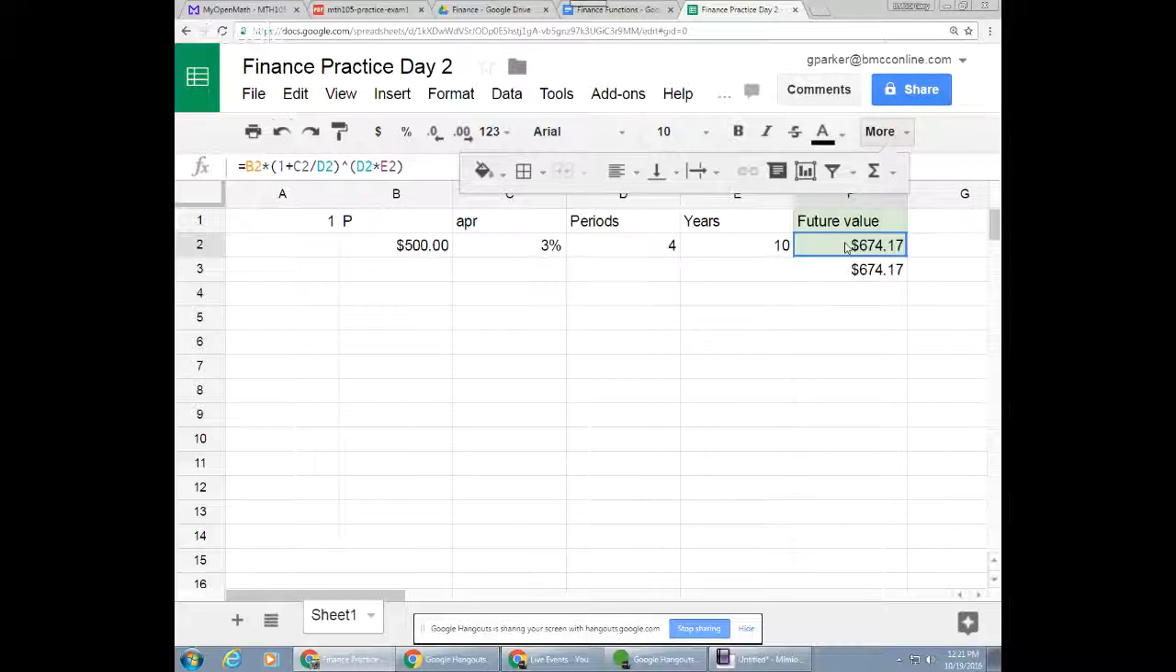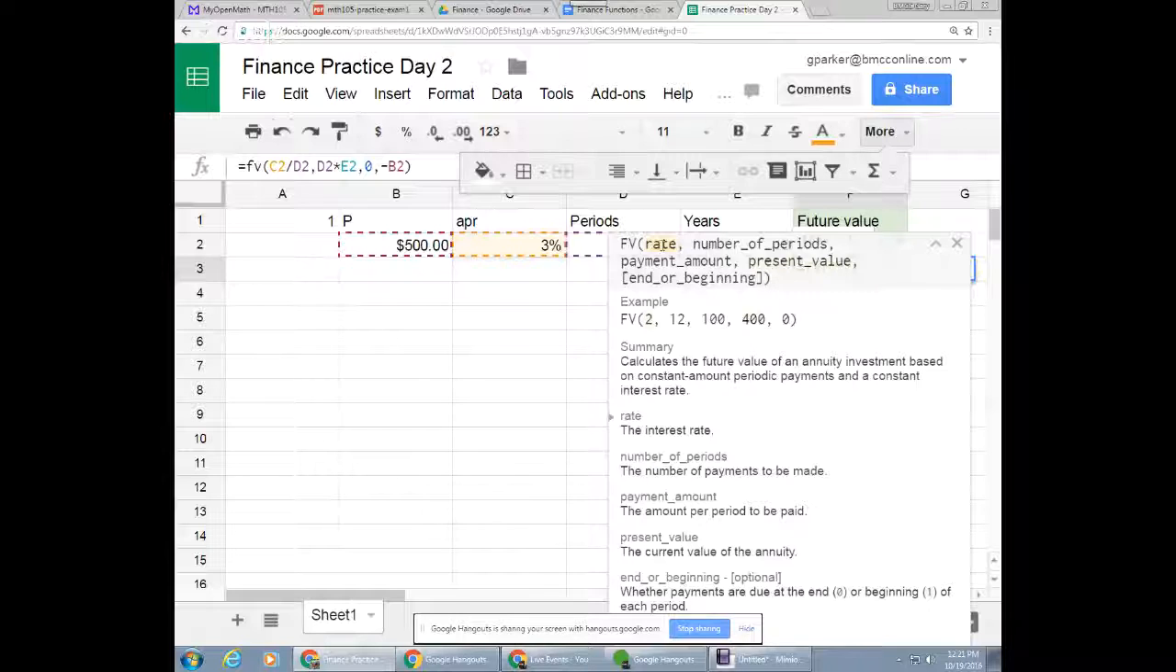With this problem up here, I have to worry about parentheses and order of operations. Down here, I just have to properly interpret what it means by rate, number of periods, payment amount, present value. And the more I do it, the more I get used to interpreting what those mean. Okay, so either way, it takes practice. Questions on this one? Okay, let's do another one.